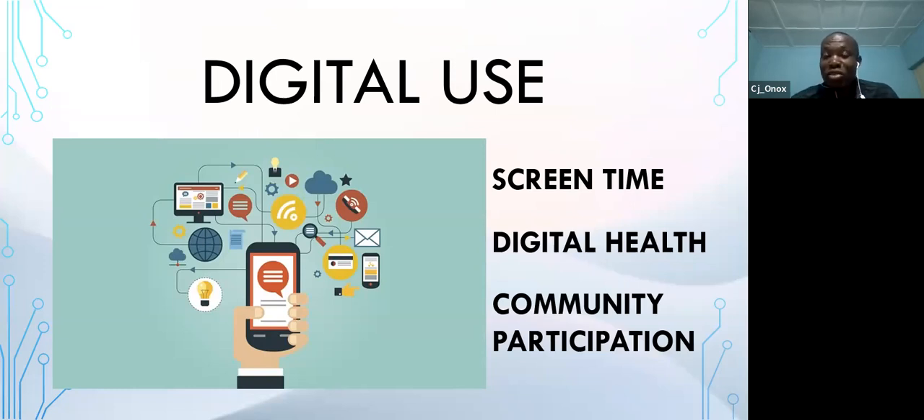So you have to educate them and monitor their screen time. How long do they spend on the internet space? Are they balancing their time, or will your child wake up in the morning and use the internet from morning to night? He won't do other things in the house. He won't get involved or socialize with people. Then the digital health.